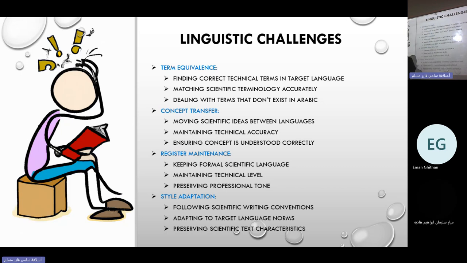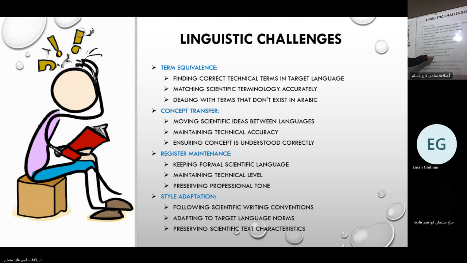For example, in politics, have you heard the concept when a news anchor is reading the news, he says in Arabic, "and now the ball is in the other party's court." Is it football he's talking about? It's politics, right? So we have here two registers. We have jargons of the sport register that is used in the political register. Once again, keeping formal scientific language, maintaining technical level, preserving professional tone.